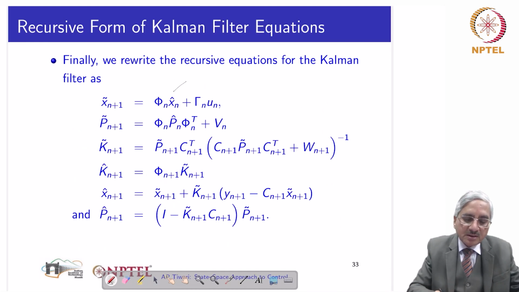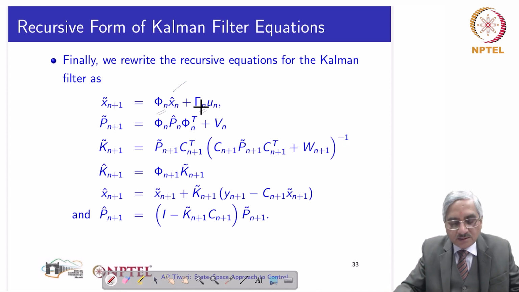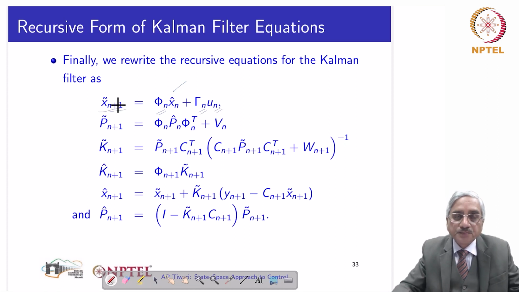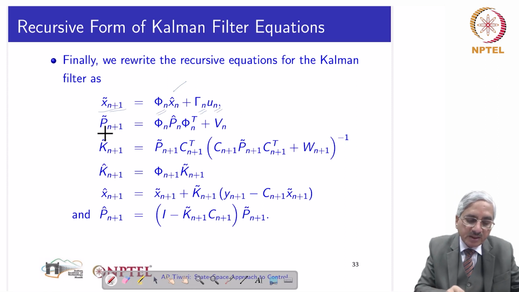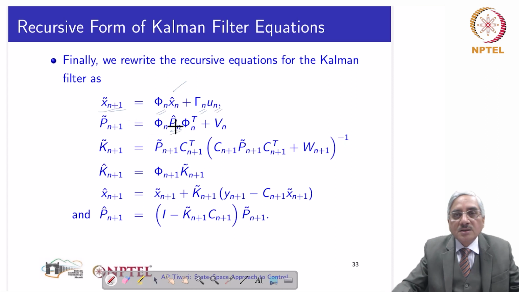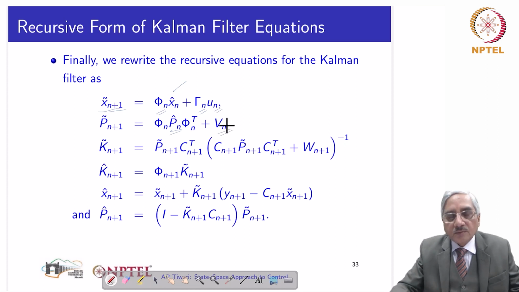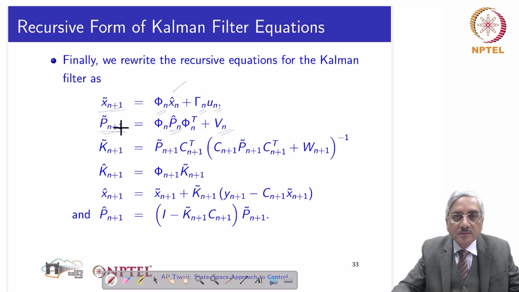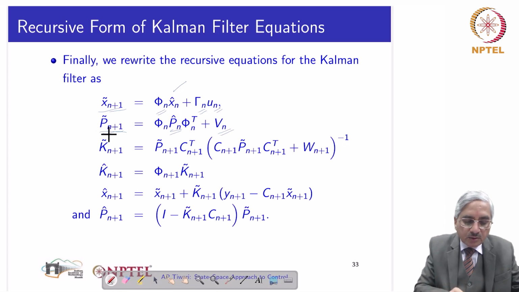We rewrite them the way they are actually implemented. We have the previous estimate and we have the system and input matrices and the knowledge of the input. So we calculate the prediction of the state. We also calculate at the same time, from the knowledge of the P hat at the nth moment and the knowledge of the probabilistic parameters of the noise, the state error covariance matrix.